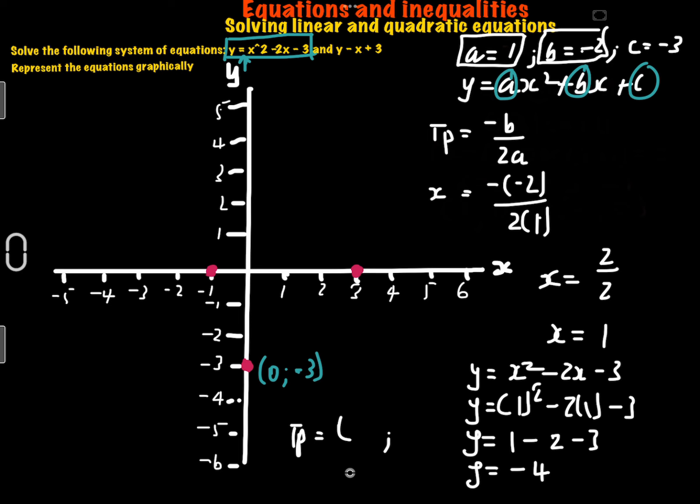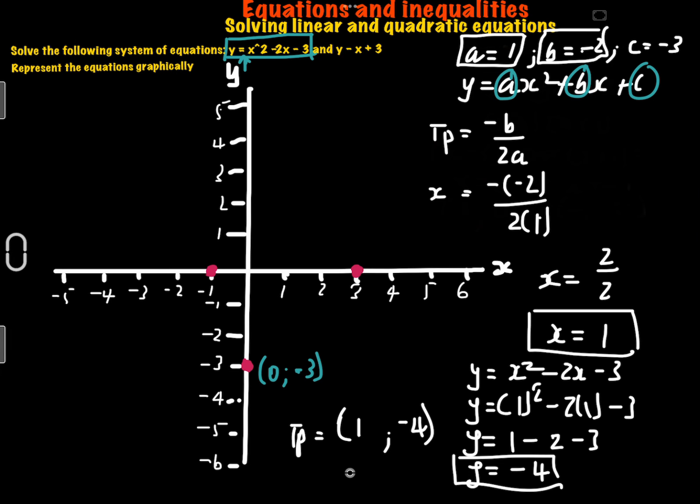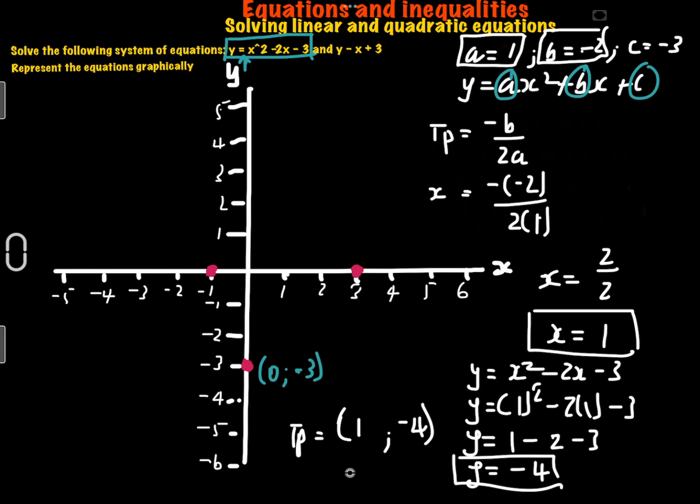where x is 1, y is -4. So let's locate that point there, where x is 1, y is -4. So this point is the intercept of this coordinate here.